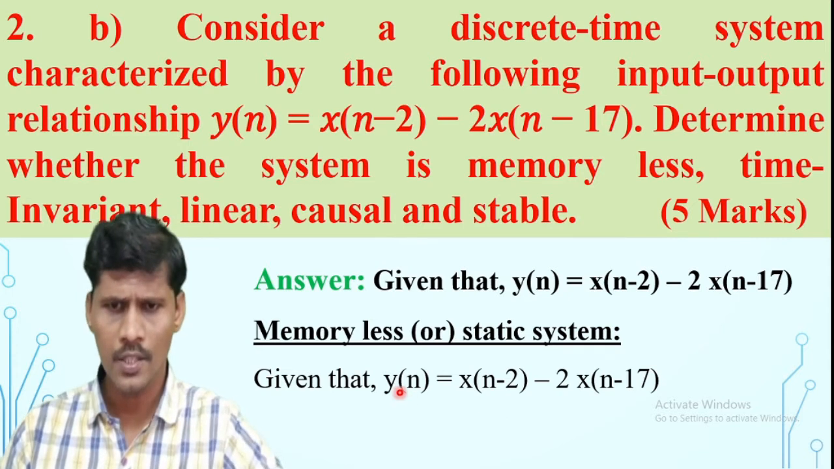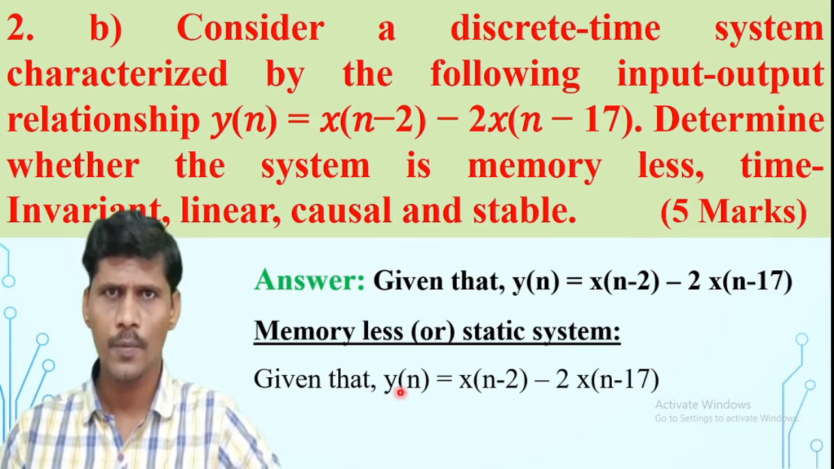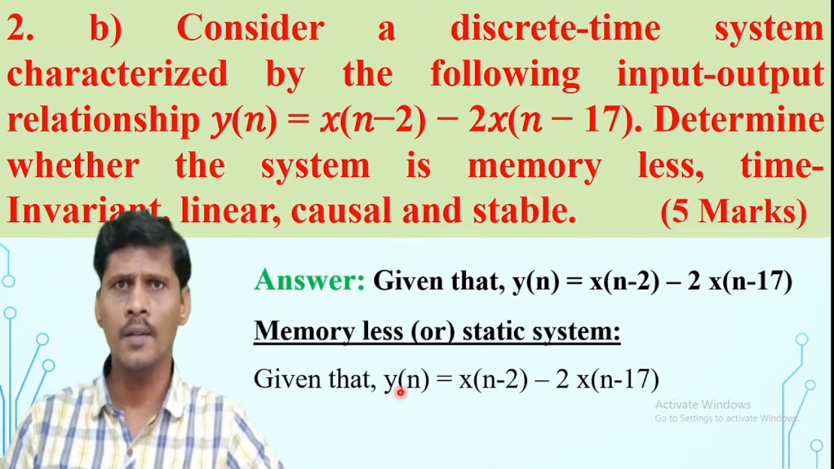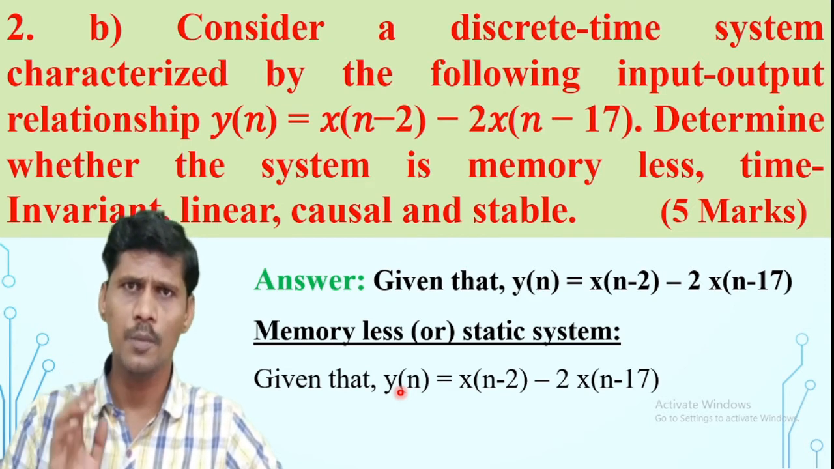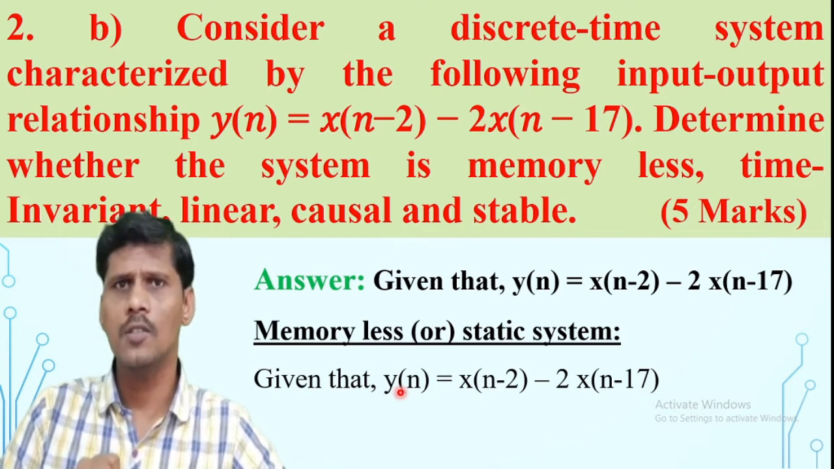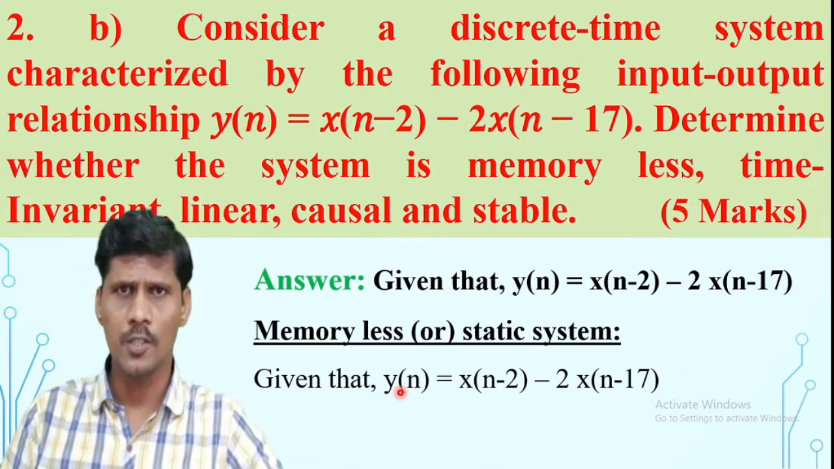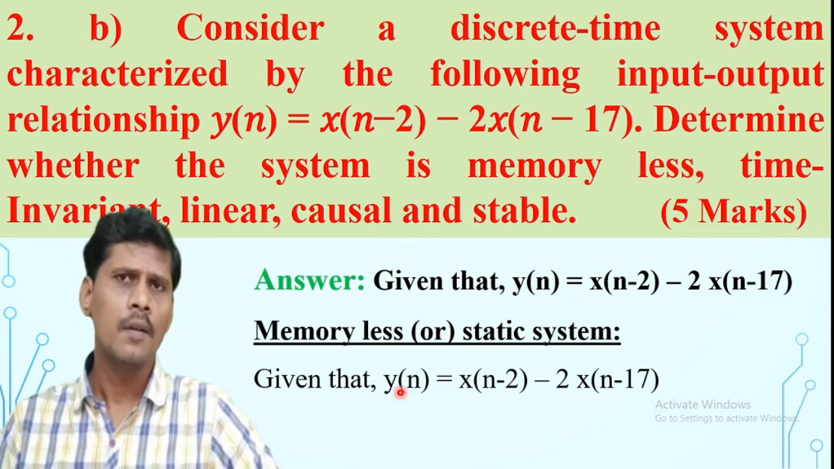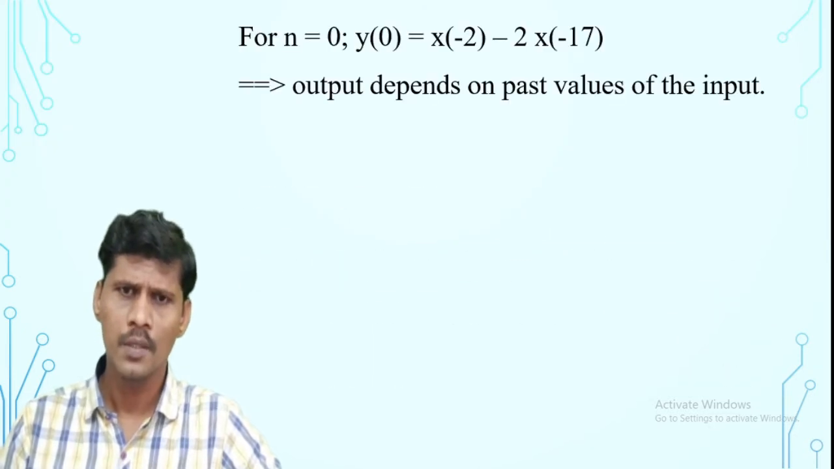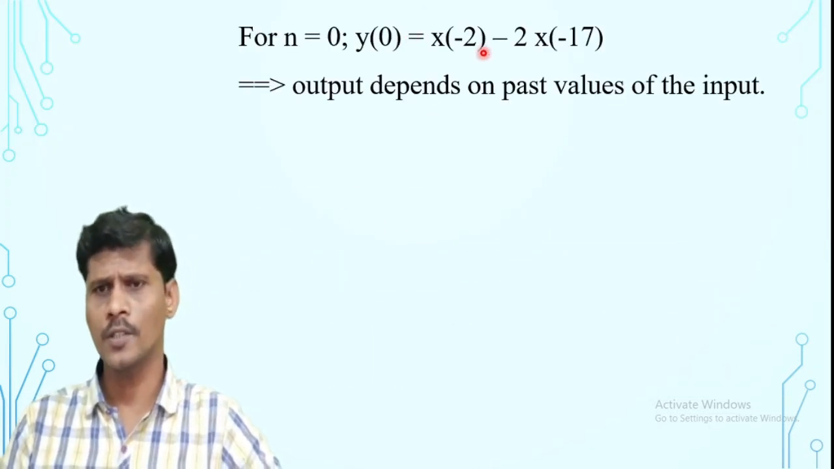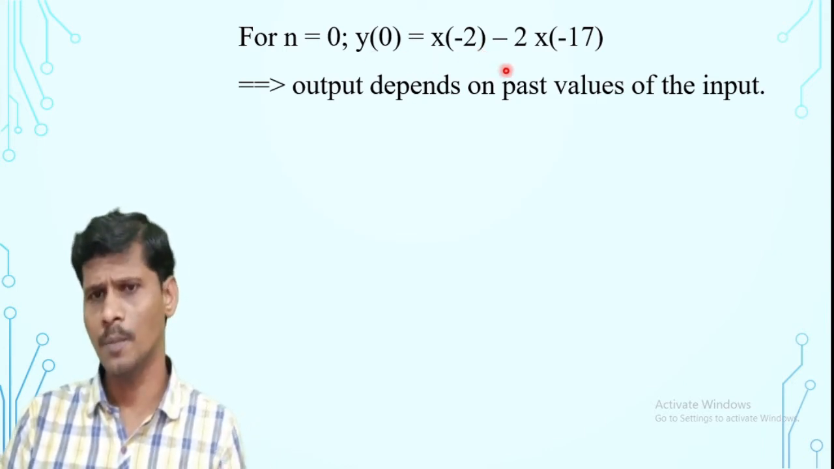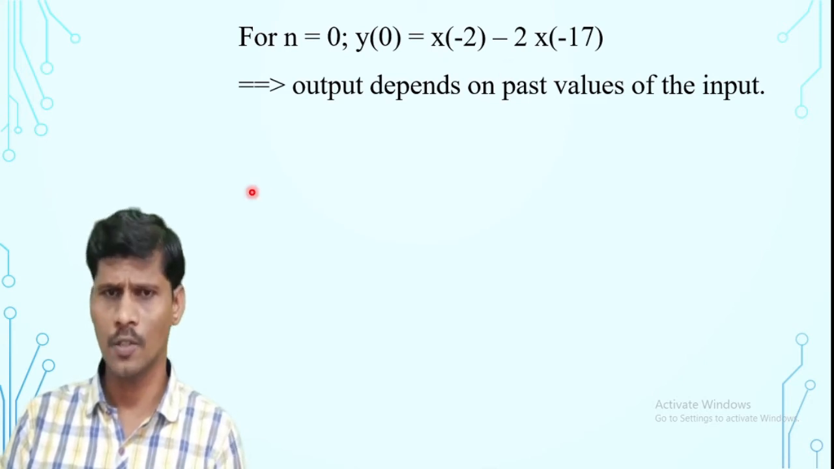Now here in this equation, substitute different values of n from minus infinity to plus infinity. If for all values of n the output of the system depends only upon the present samples of the input, the given system is said to be a static system or memoryless system. Otherwise, it is said to be a dynamic system. So now substitute n equal to 0, then y of 0 is equal to x of minus 2. Now here the output of the system depends on the past values of the input, so the static condition is not satisfied.